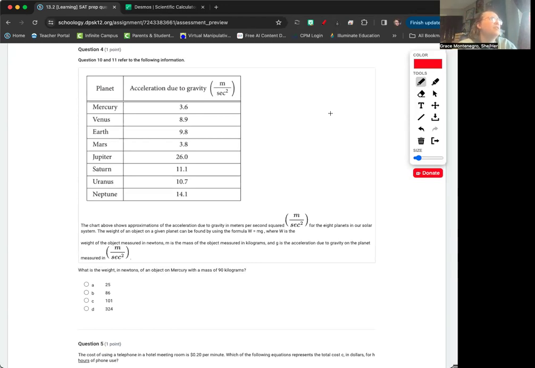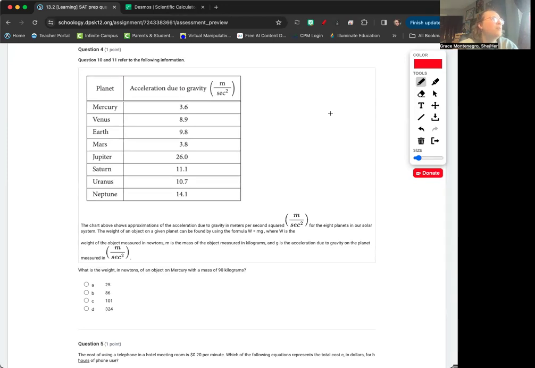Planet. Acceleration due to gravity in meters per second squared. Meters per second squared is just a measurement, and this gives us the ratio of gravity on each of these. 9.8 meters per second squared is the acceleration of gravity on Earth. And we looked at that when we did that chasm question back in the fall. Remember that? This was the rate of gravity we were looking at.